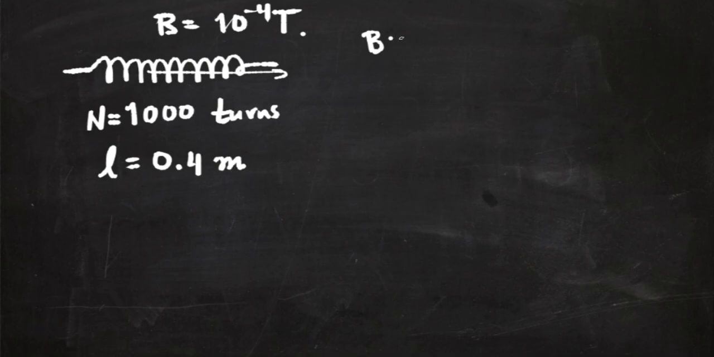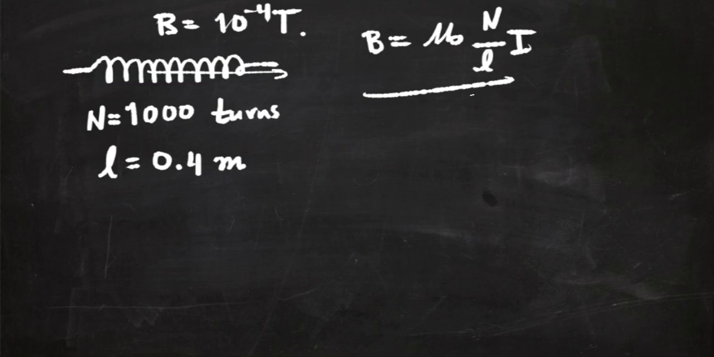Now, recall that the magnetic field for a solenoid is given by mu naught N divided by L times the current I. But before we just use this expression to solve the problem, let's see where it came from using Ampere's law. First of all, let's cut the solenoid down the middle and look at a cross-section of it.